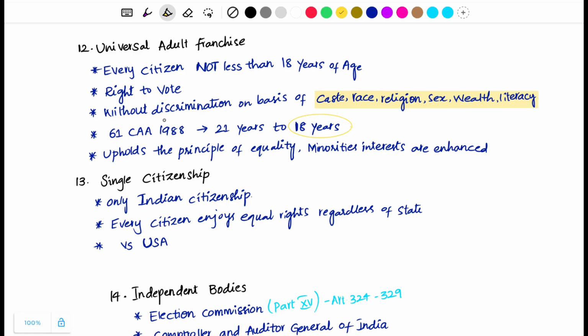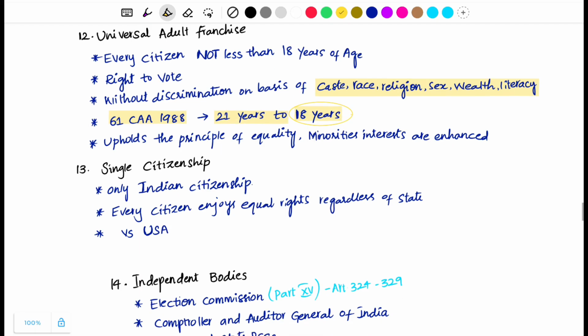The 61st Constitutional Amendment Act 1988 further reduced the age from 21 years to 18 years. Aspirants must note this. This may be asked in the examination. The universal adult franchise upholds the principle of equality because it guarantees the right to vote to everyone. The interests of the minorities are enhanced because there is no discrimination. Whether minority or majority, whoever crosses 18 years of age can exercise his right to vote.